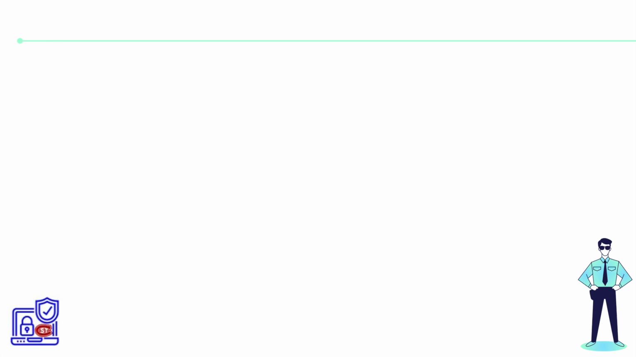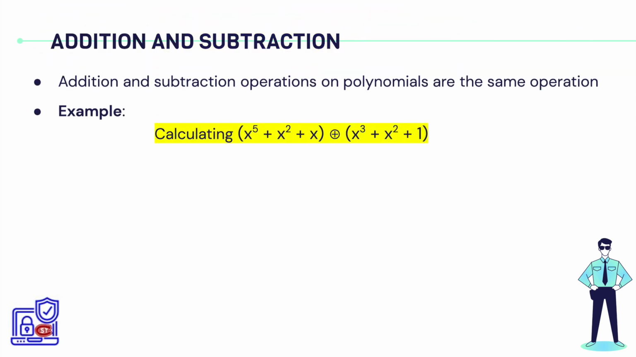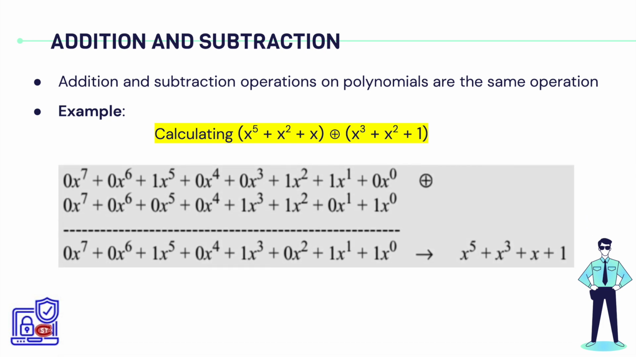Moving on to the operations in polynomials, addition and subtraction operations on polynomials are the same operation. Let's take a closer look at this example, calculating x^5 + x^2 + x^3 + x^2 + 1. Before we calculate it, it will make our job easier to list the polynomials by degrees and lines. You can see here we line up x^7 together in a line, and power 6 and so on in their line.